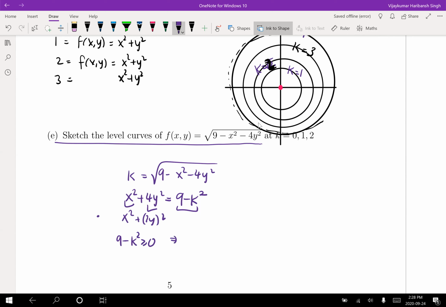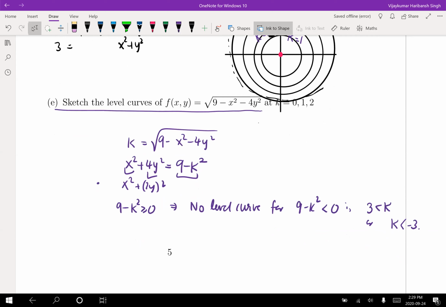This implies no level curve for k where 9 minus k square is less than 0, right? That is k greater than 3. No level curves for k greater than 3 or k less than minus 3. Okay, so there are no level curves in that scenario. So we only have level curves in this setup.